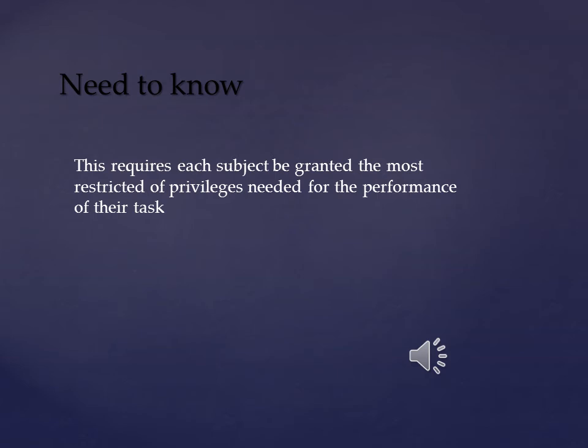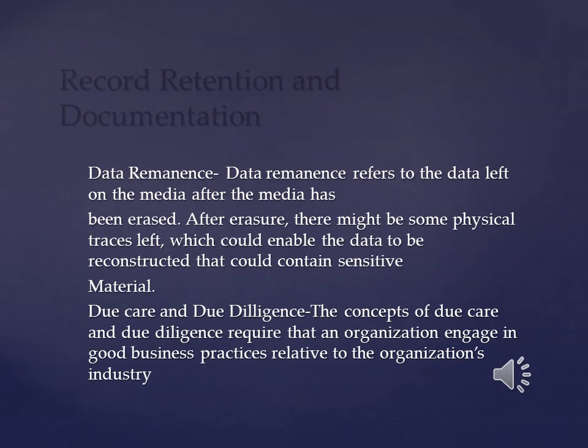Another administrative control is need to know. This one is very simple. It refers to the access to, knowledge of, or possession of specific information that is required to carry out a job function. It requires that the subject is given only the amount of information required to perform an assigned task. So you only receive the information that is needed to perform the task, nothing else, just the specific information.